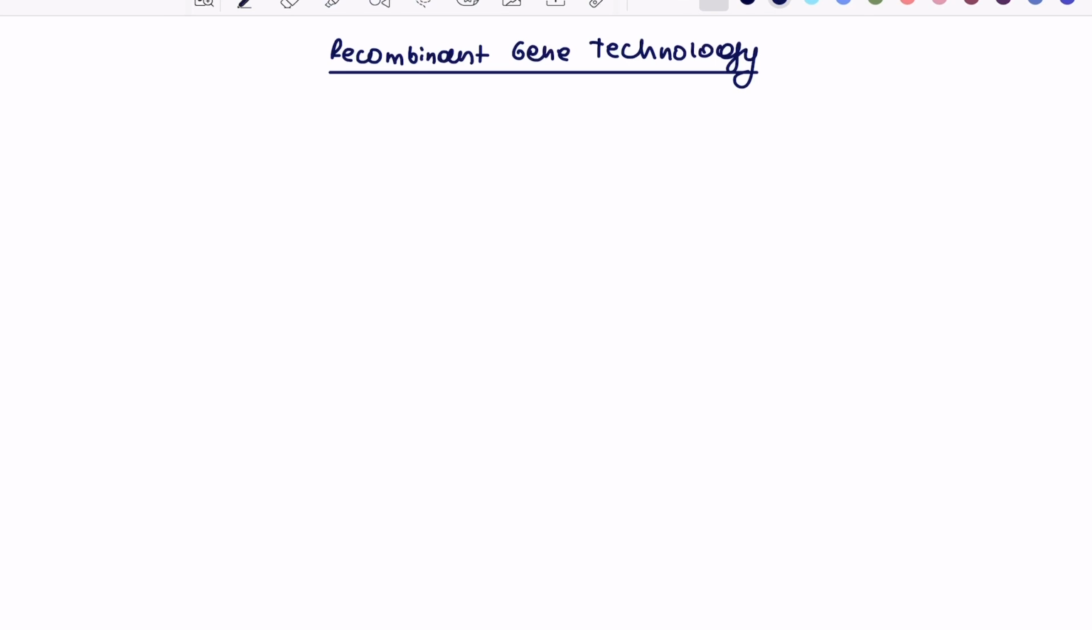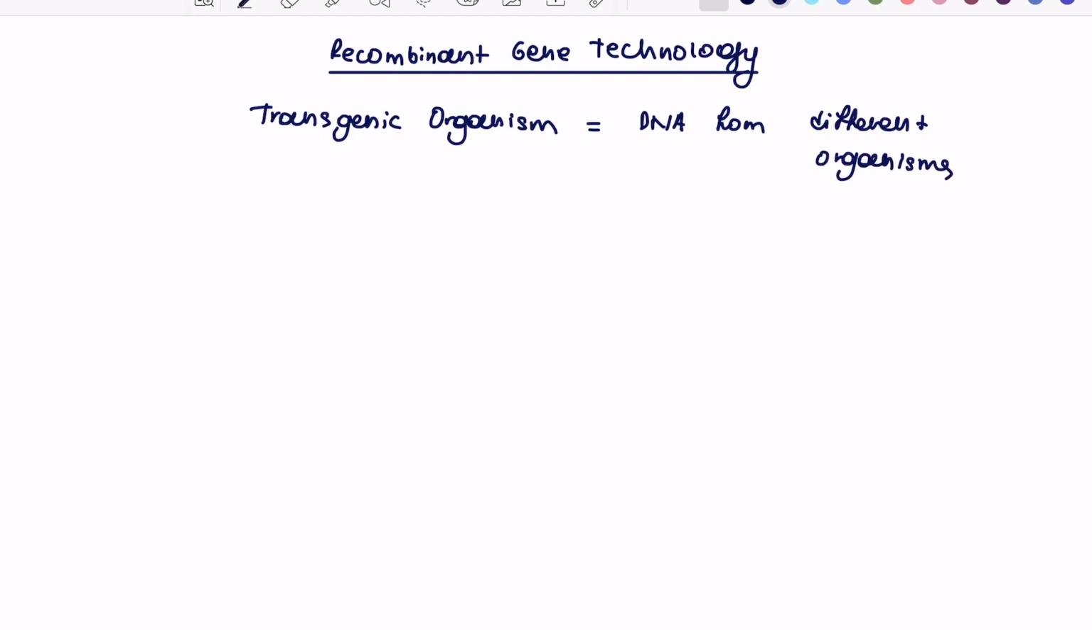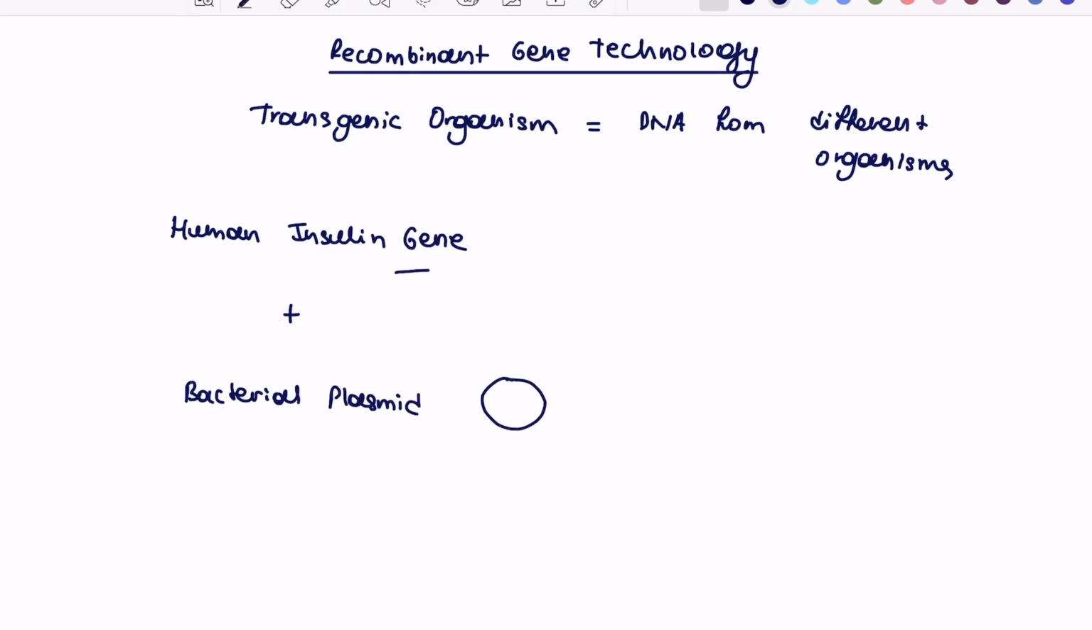Recombinant gene technology is the process of making a transgenic organism. Transgenic organism means that there will be different DNAs from different organisms, usually two, that are combined into it. And eventually, that means that the transgenic organism will have a recombinant DNA. A classic example, and the one we're going to use in this video, is the human insulin gene, which is going to be inserted into a bacterial plasmid, and which will be the focus of this video.